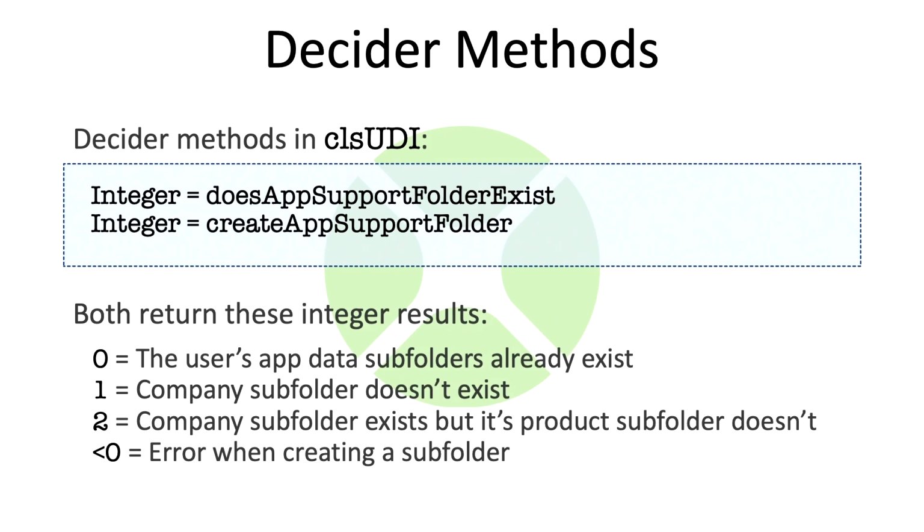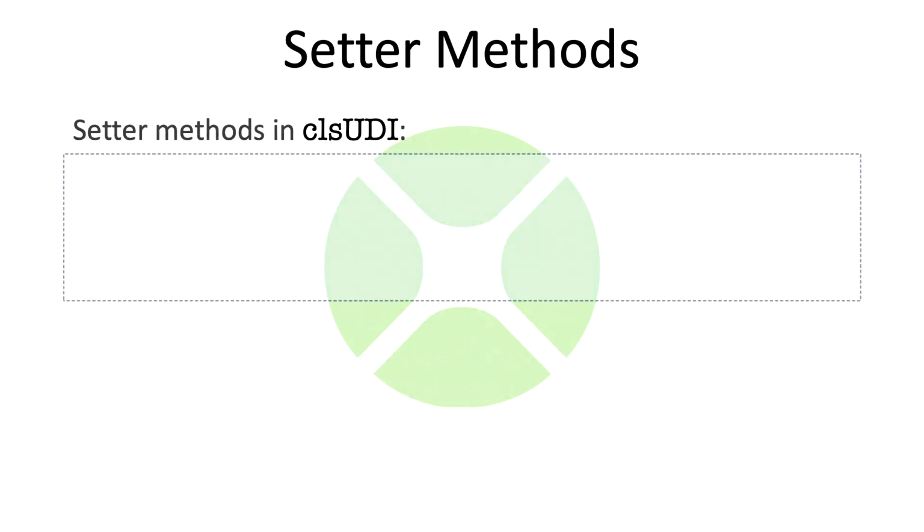If the return value is 0, what this means is the app's data support folders are already there. You don't need to do anything. You've already done this. In other words, you've already run the app once. It returns a value of 1 if the company subfolder doesn't exist, and it will return a 2 if the company subfolder or the product category folder exists, but the product itself, its own data doesn't. So you have a little bit of flexibility to determine what you want to do. And again, all of these methods are in the download that will be made available.